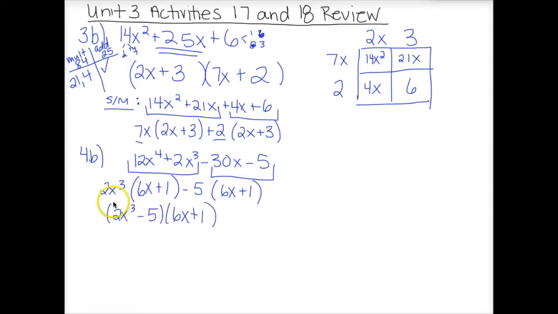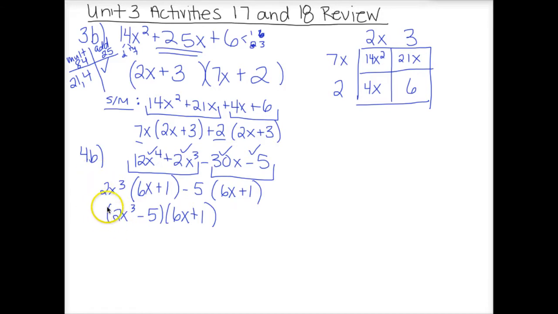Again, look how quickly you can check. 2x cubed times 6x is 12x to the fourth. Check. Outsides, 2x cubed times 1 is 2x cubed. Check. Insides, negative 5 times 6x is indeed negative 30x. And the negative 5 times 1 is negative 5. So I've just checked and confirmed my answer there for 4b.